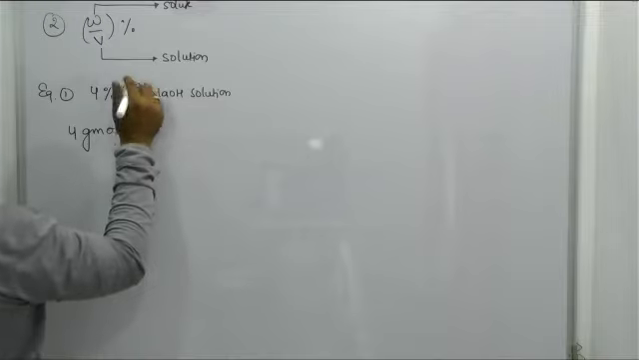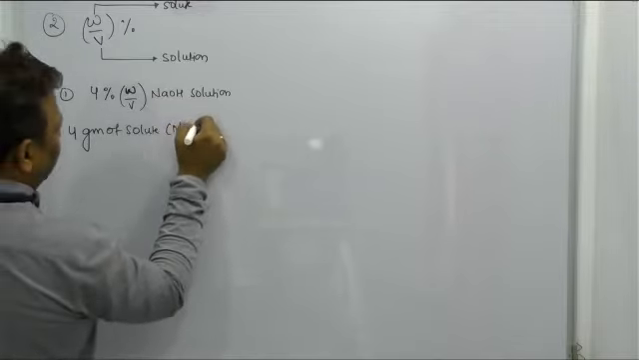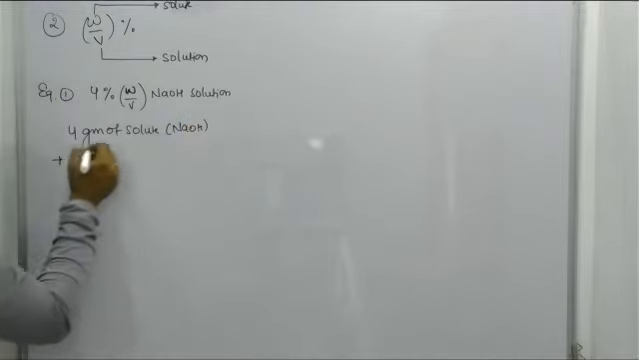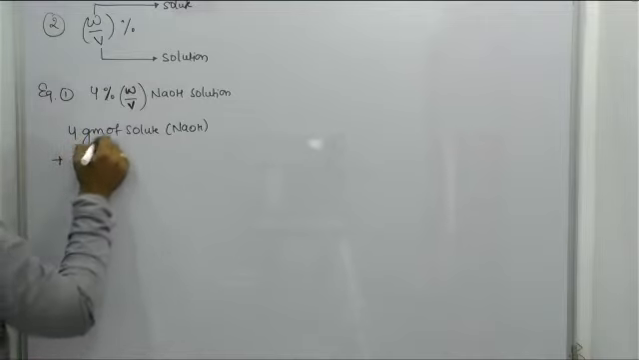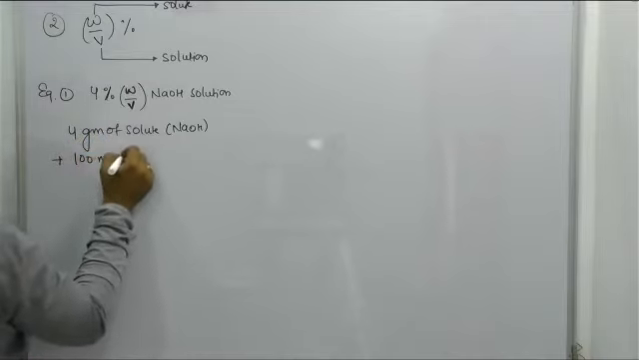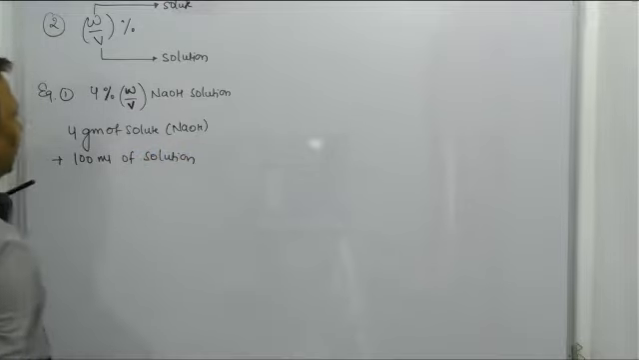This is W. That is solute. 4 gram of solute. What is the solute we have? NaOH, beta. It is dissolved in this V volume. Percentage means per 100. V means volume in ml of solution. This is the first example, right?